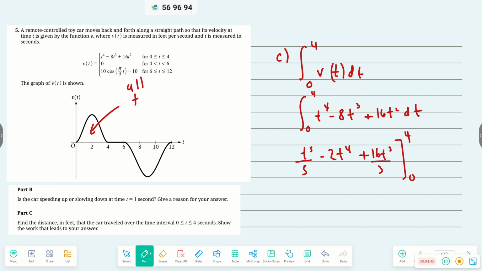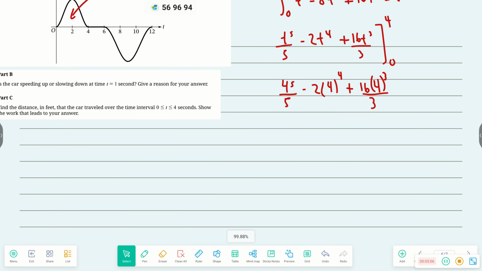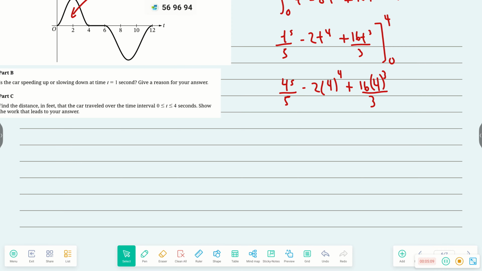My goodness, the arithmetic. When I plug 4 in there, 4 to the 5th is 1,024, pretty sure. Same thing as 2 to the 10th. And then 4 to the 4th, plus 16 times 4 to the 3rd. They must really like y'all to show your arithmetic prowess. 4 to the 5th is 1,024 divided by 5, minus 2 times 4 to the 4th. Gosh, 4 to the 4th is 256. 4 squared is 16, and 256 times 2 is 512.